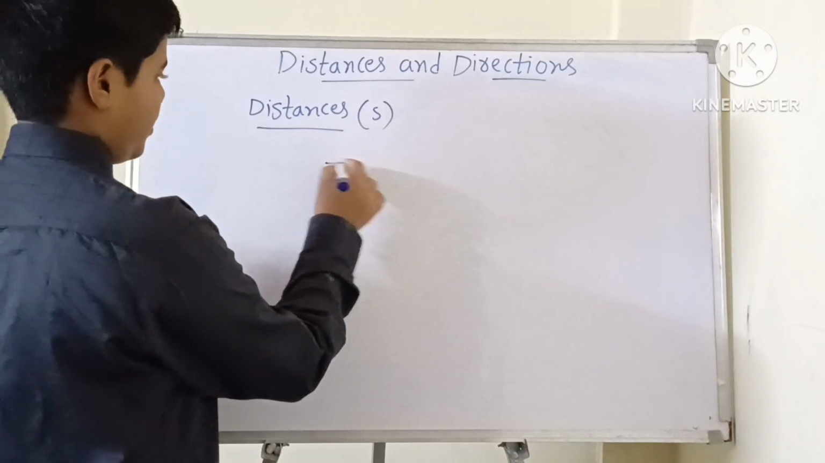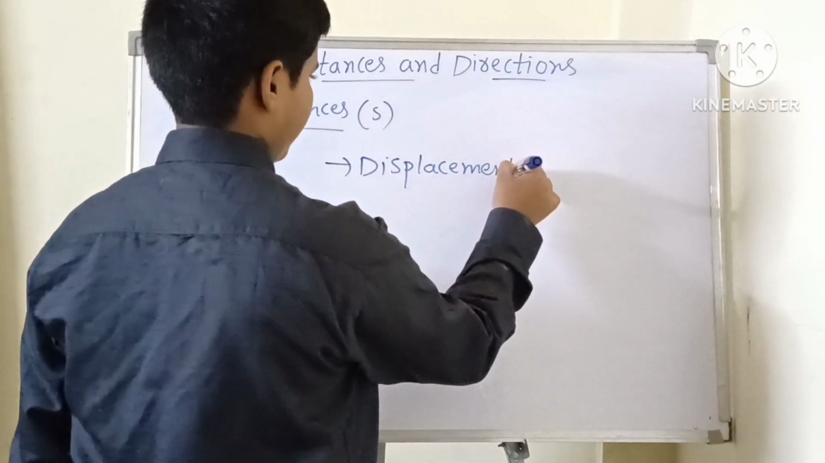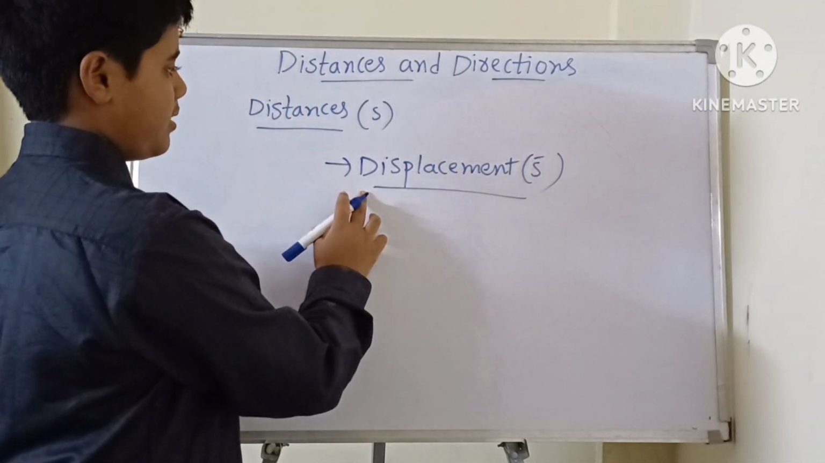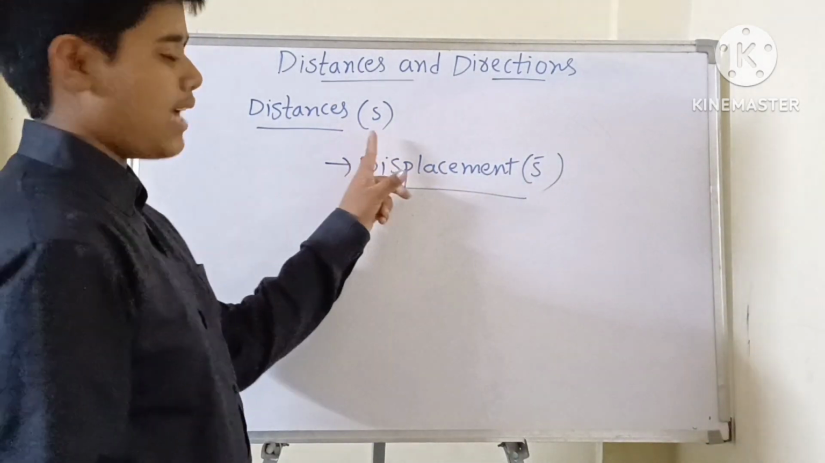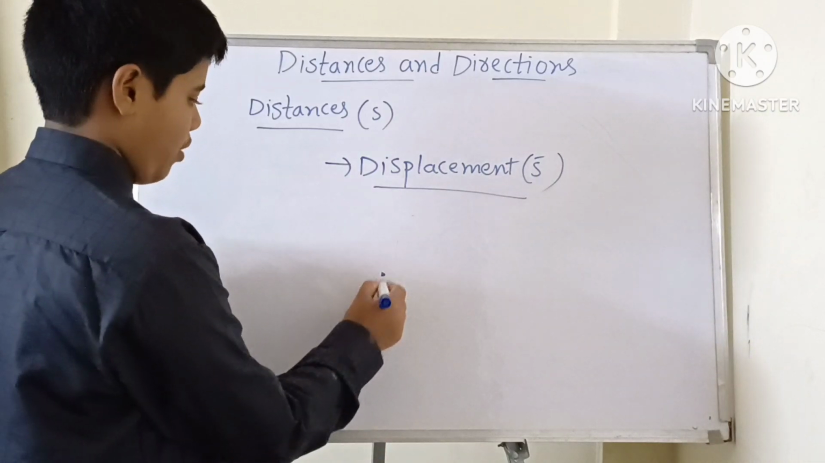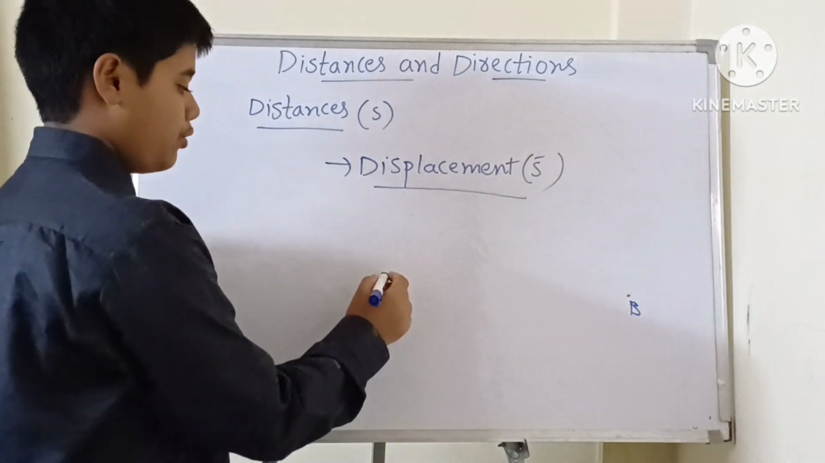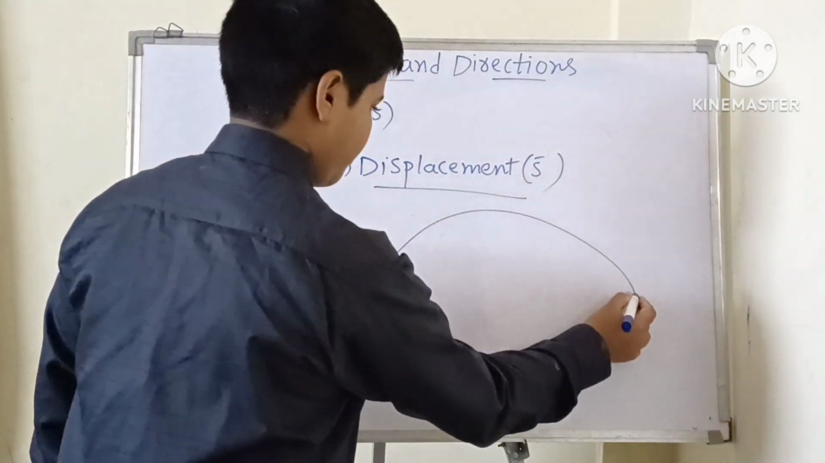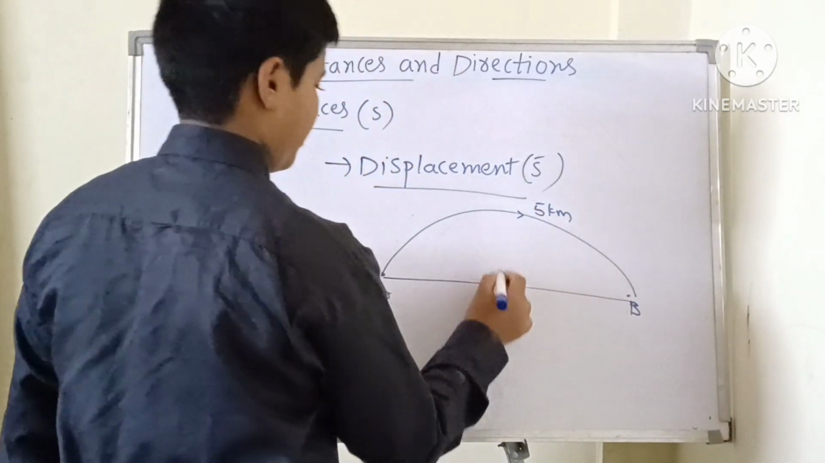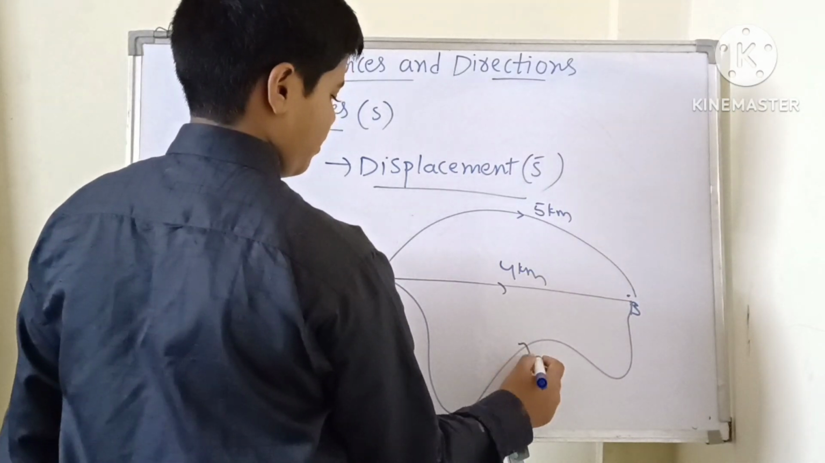And here another important concept, displacement. Here distance is represented with S and displacement is represented with S bar, because this is a scalar quantity and this is a vector quantity. Okay. So if you see here, I am taking this as point A and this as point B. There are three paths to go from A to B. This is one of the paths, 5 kilometers. And this is one of the paths, 4 kilometers. And this is one of the paths, 10 kilometers.